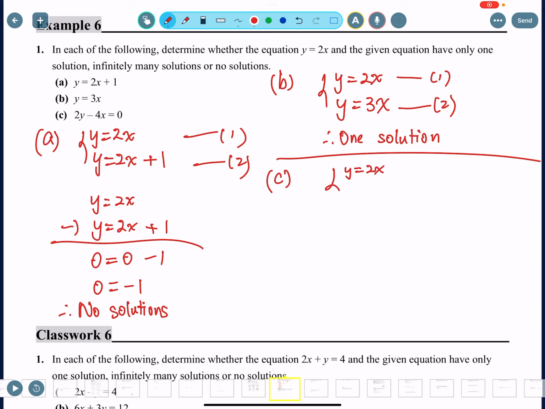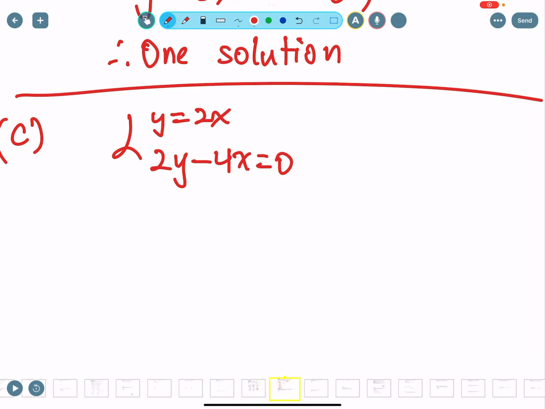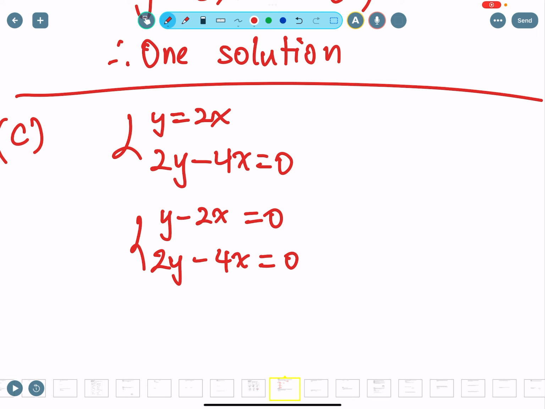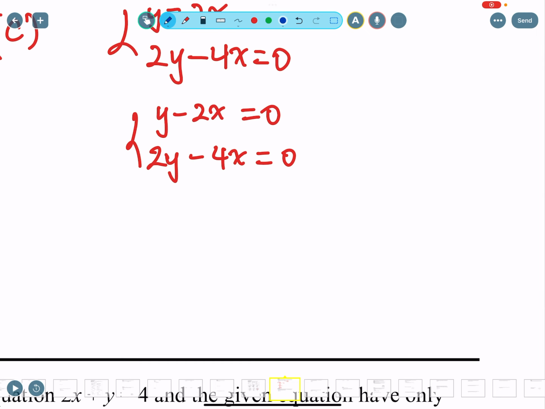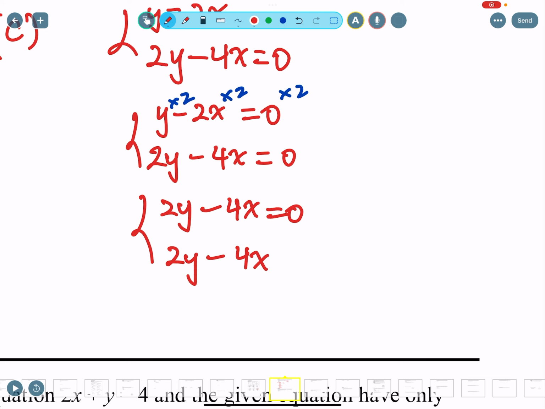y equals 2x is permanently being compared with the other one given, 2y minus 4x equals 0, right? Now let's try to put the y and x on the left side. So y minus 2x equals 0. Then we have 2y minus 4x equals 0, right? So you can easily compare. What I'm gonna do, I'm gonna make the y equal. So I'm gonna multiply 2 into this equation. So my next step is gonna be 2y minus 4x equals 0, and 2y minus 4x equals 0 for the other equation.